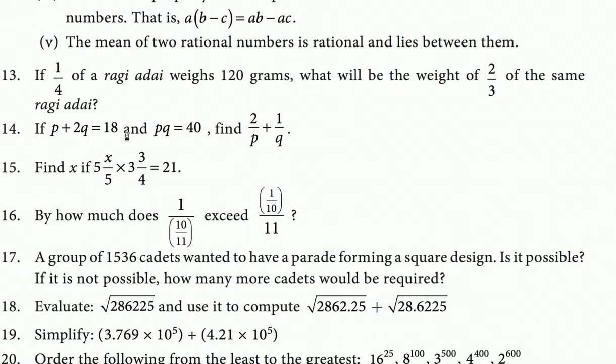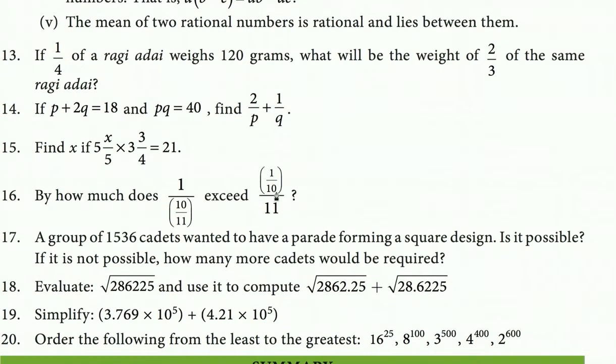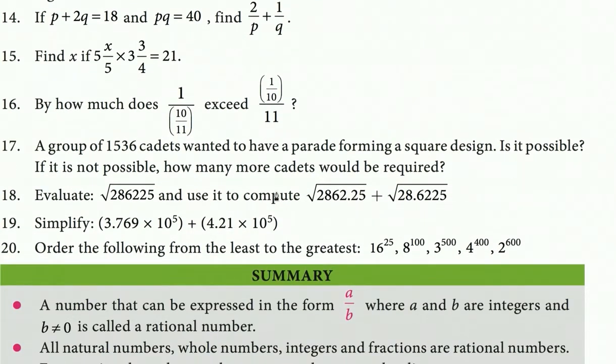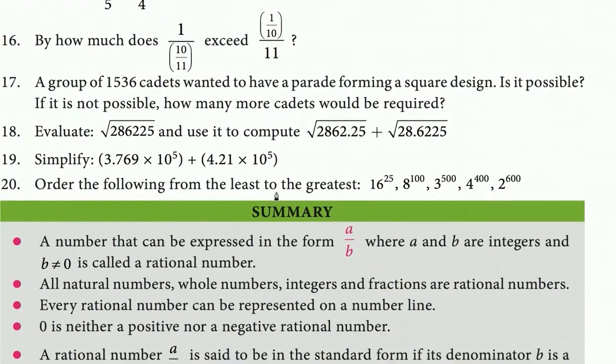Okay, P plus 2Q is 8 and PQ is 40. 2 by P plus 1 by Q is how much? 2Q plus P on the numerator, that is 8. P into Q on the denominator, 40. 8 by 40, 1 by 5. Yeah, that is the answer. So these problems are not that much challenging anyhow. We will solve the remaining problems, and if there are any challenging problems, let me know.